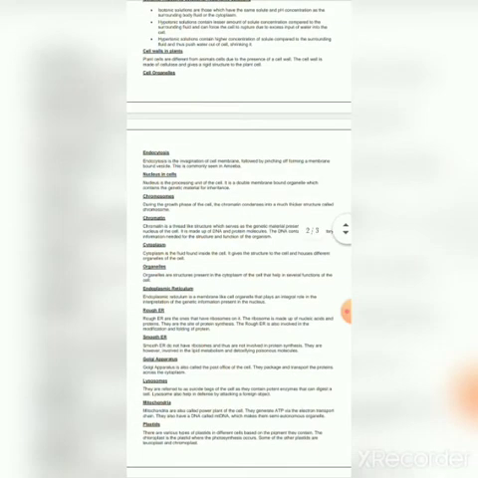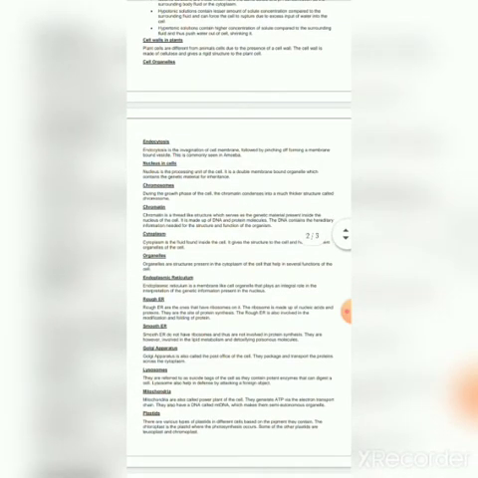Now the cell wall in plants. Plant cells are different from animal cells due to the presence of the cell wall. The cell wall is made up of cellulose and gives a very rigid structure to the plant cell. Cell organelles. The different kinds of cell processes include endocytosis. Endocytosis is the invagination of the cell membrane followed by pinching off, forming a membrane-bound vesicle. This is commonly seen in amoeba.